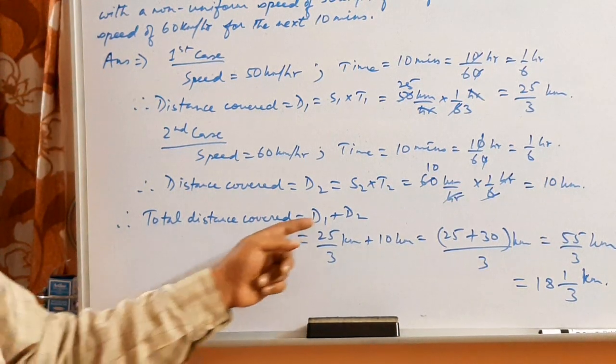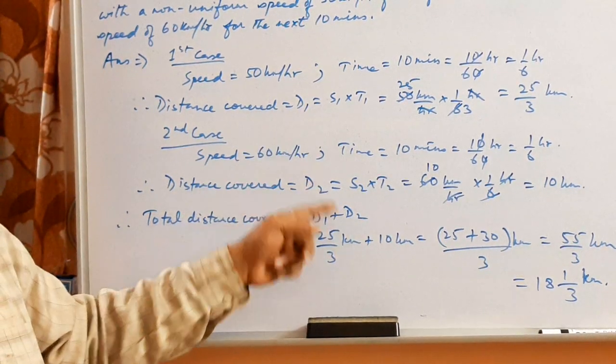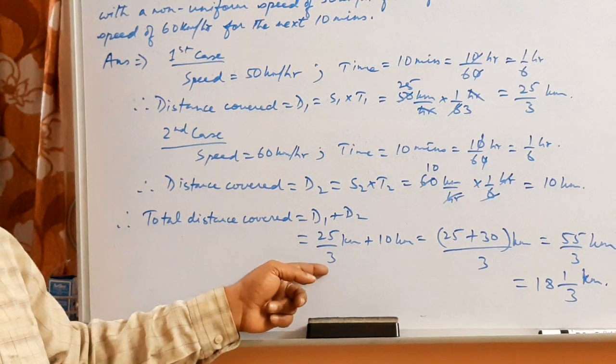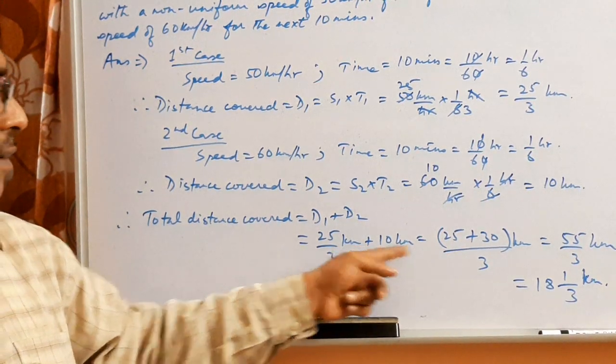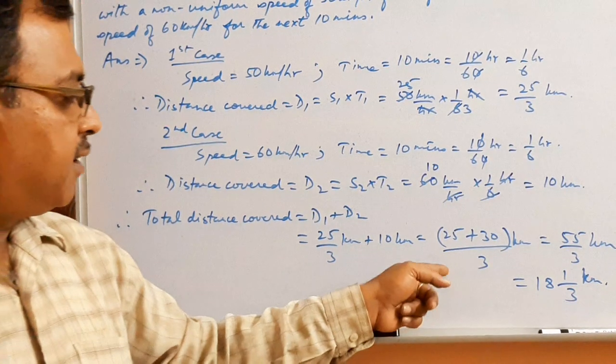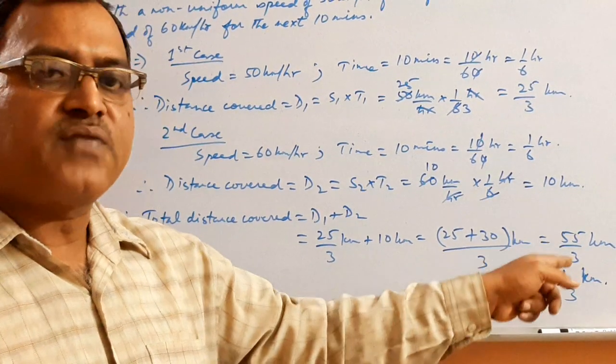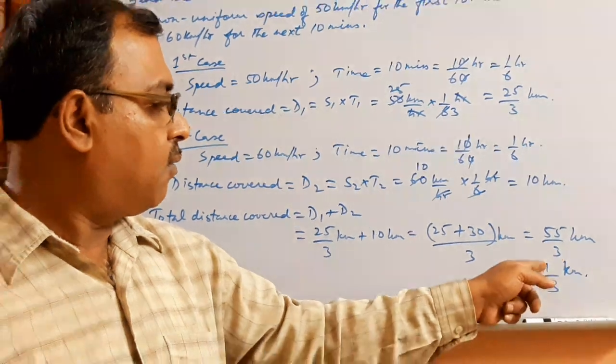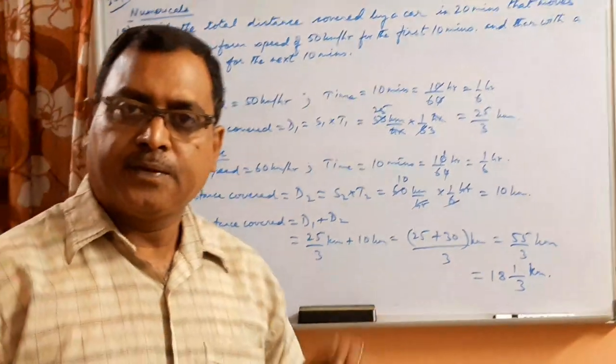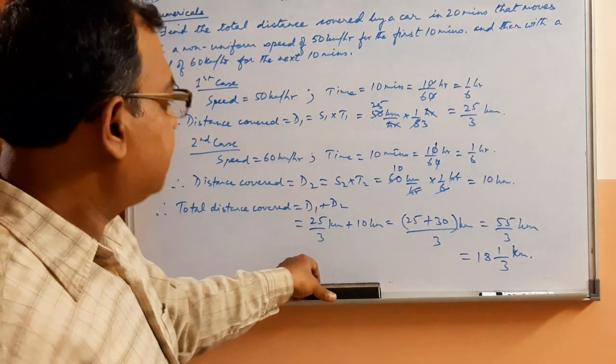So total distance covered is d1 plus d2. First 25 by 3 km added with 10 km. Take the LCM, solve it, and you get 55 by 3 km. So you change into mixed fraction, it becomes 18 whole number 1 by 3 km. Understood? Next, one more question, one more numerical.